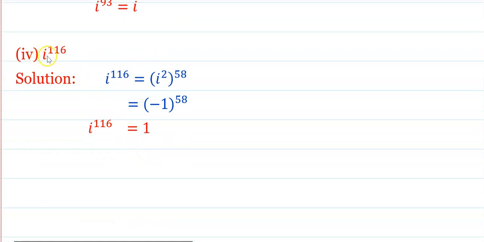I raised to 116. It can be written as I square and bracket raised to 58. I square is minus 1. Minus 1 raised to 58 and hence you are getting again 1 here.